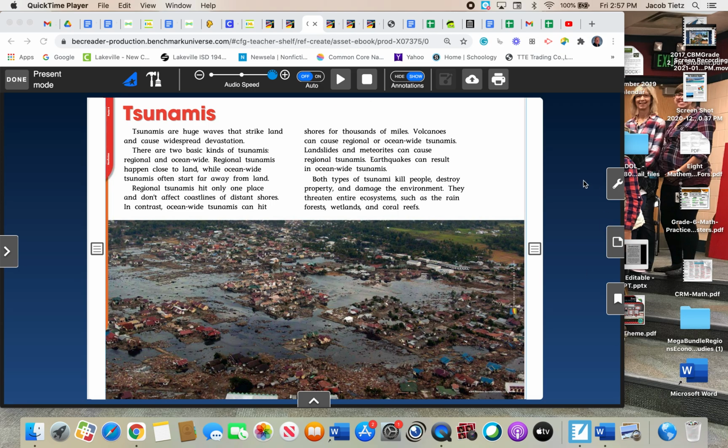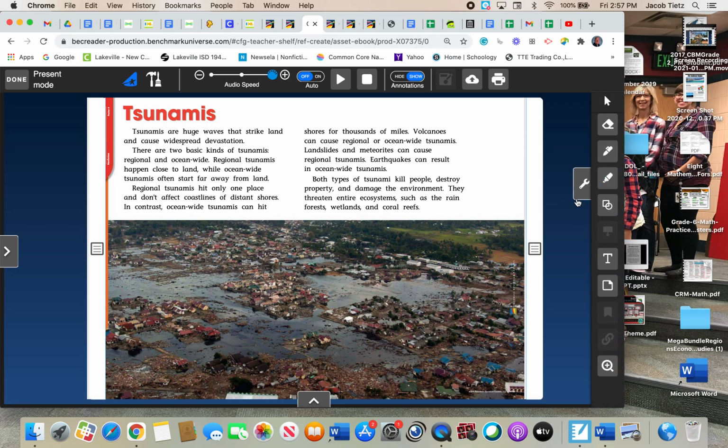Okay, so let's jump right in to doing the comparison, how they are alike. Before I do that, I need to figure out what exactly it is that I am comparing and contrasting. The title is Tsunamis, therefore there must be two different kinds of tsunamis. And the second paragraph tells us that. There are two basic kinds of tsunamis: regional and ocean-wide. So that's what we're going to be comparing and contrasting.